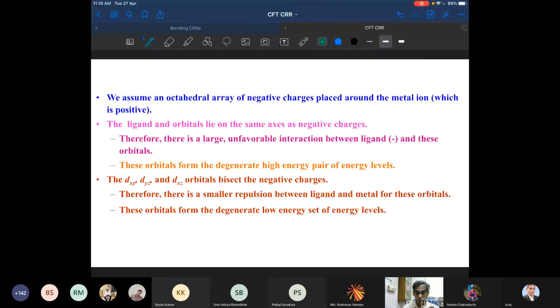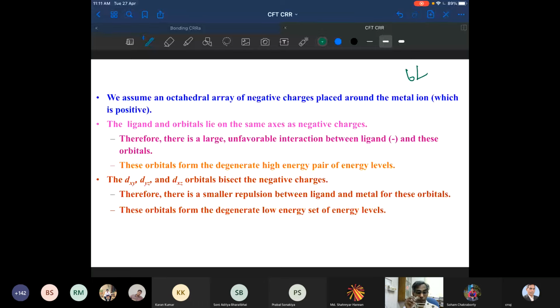Okay, I hope you are getting that. Those are the 6 ligands, coming along the faces of the cube. Now assume that here I have a metal center, and these are the orbitals. Two groups of orbitals are there: 3 are in between the axes, and 2 are along the axes.